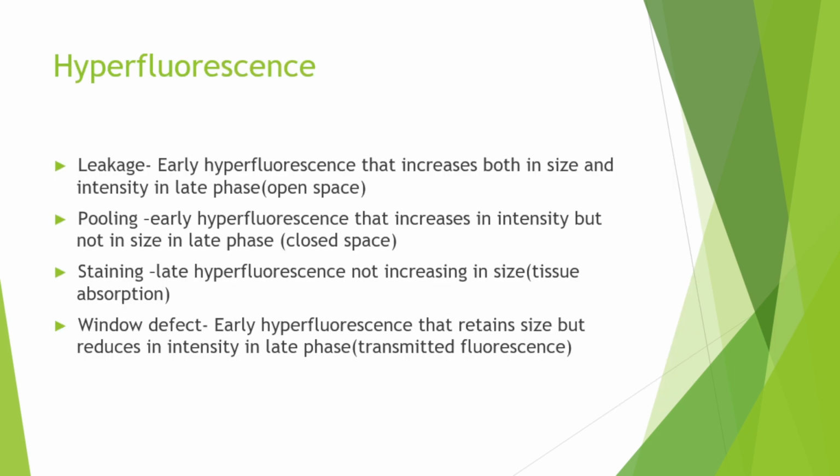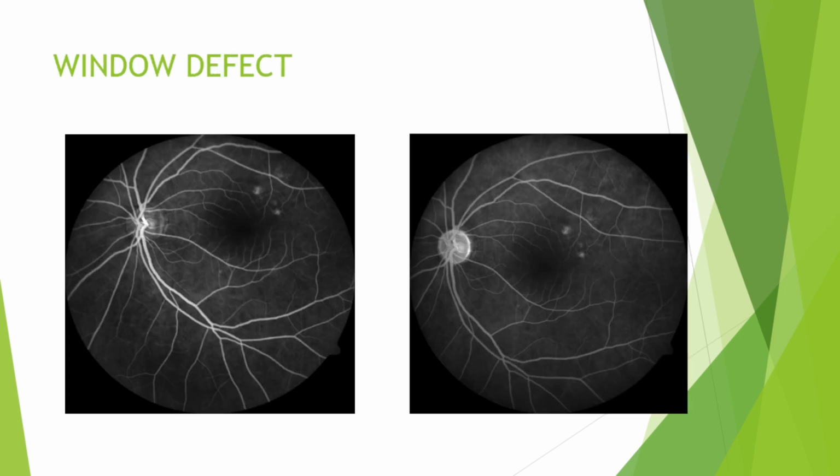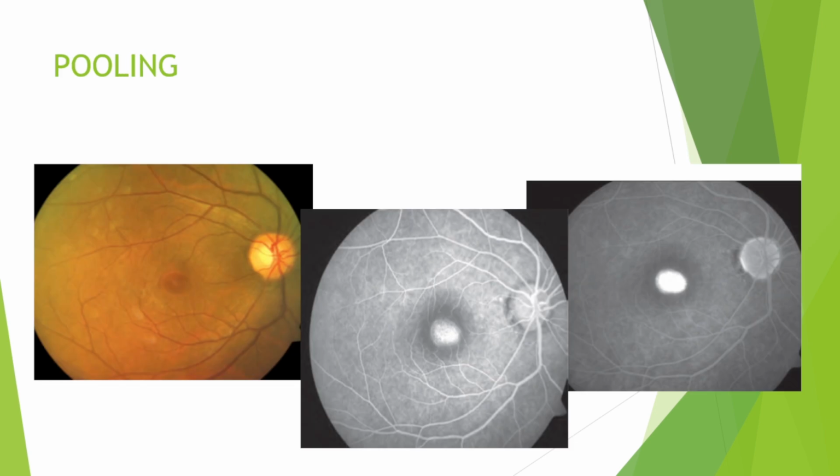Next is pooling. It is an early hyperfluorescence which increases in intensity but not in size, indicating that the fluid is getting accumulated in a closed space. This is a fundus image of CSR where fluid is accumulated in the fovea. This is an early arteriovenous phase of FFA showing hyperfluorescence, and this hyperfluorescence increases in the late phase. The intensity increases, but the size remains the same, indicating it is a pooling of the dye that occurs in this phase.